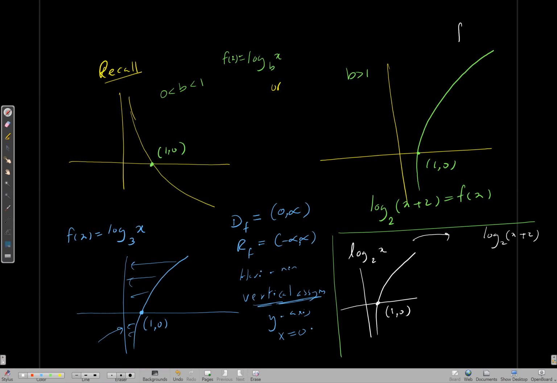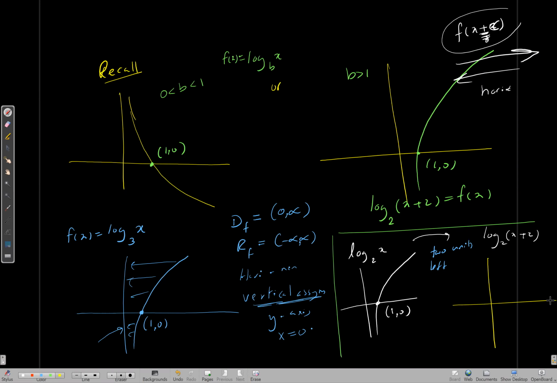This is of the form f of x plus or minus c. This kind of transformation will take either left or right horizontal shifts. Please watch that video, I think video number 26 if my memory is correct. So with that being said, what will happen here is it will go 2 units left. So the whole shape will go 2 units left.